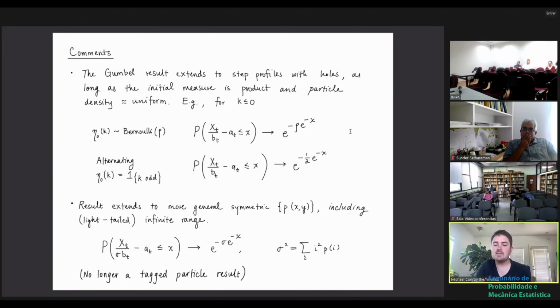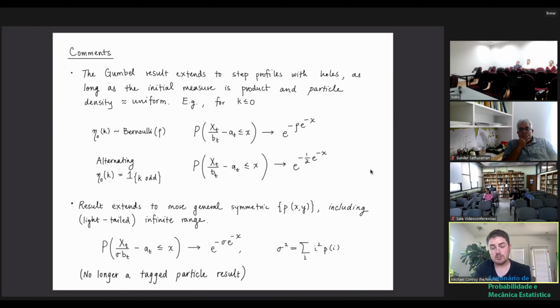And we can consider things like alternating, right? So say there's a particle on every odd negative integer and no particle on every even, the average particle density is a half, and we get a half that shows up there. So we can do any initial condition that's periodic left of the origin.